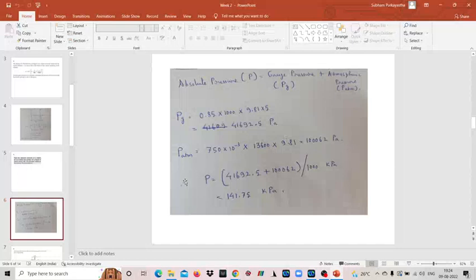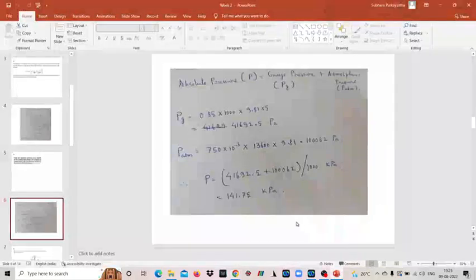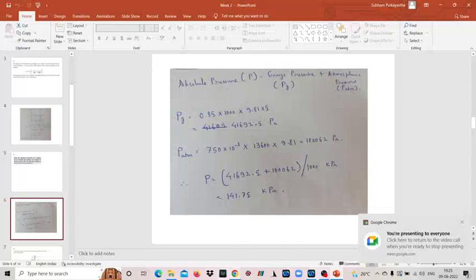Now if you add these two, you'll be getting the answer in Pascal, and if you divide it by 1000, you basically get the answer in kilopascal. So how much did you get? 101,437.